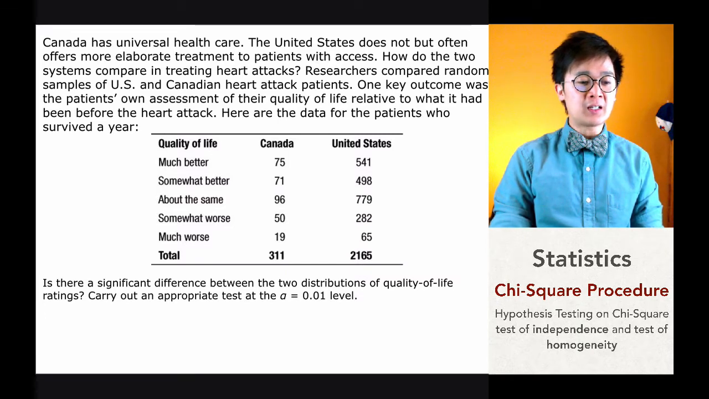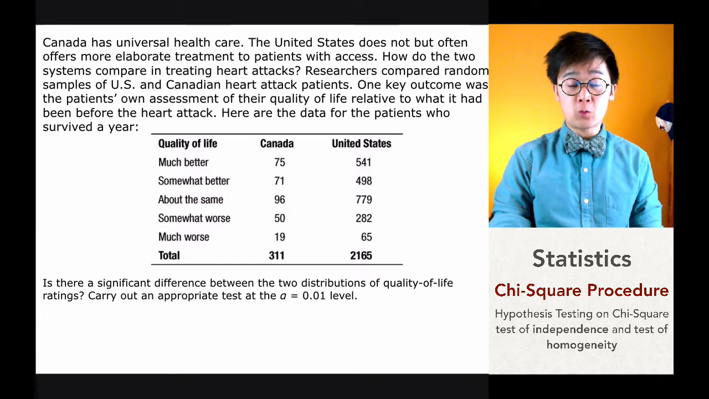And the question is, is there a significant difference between the two distributions of quality of life ratings based on our given data set? So we need to carry out an appropriate test for this particular data set at an alpha of 0.01.